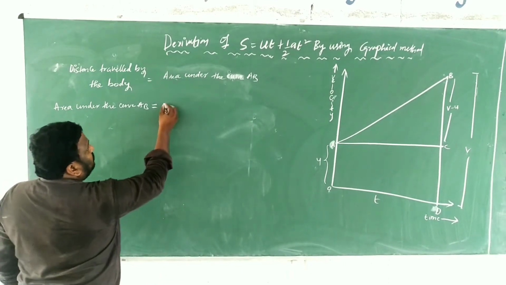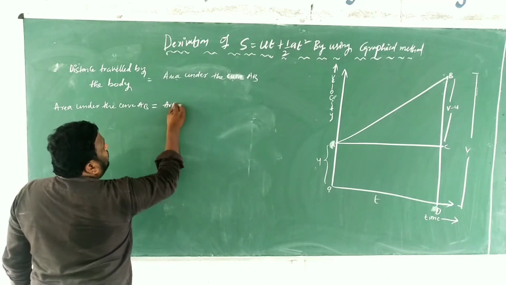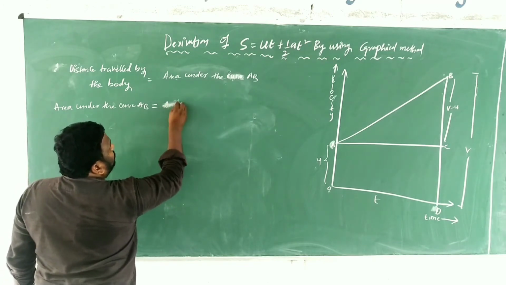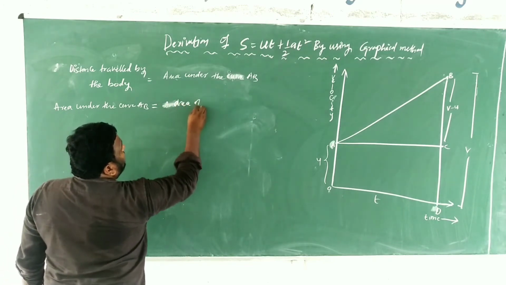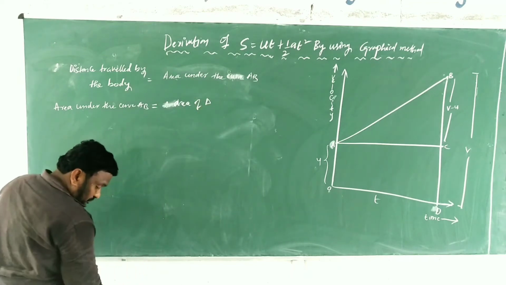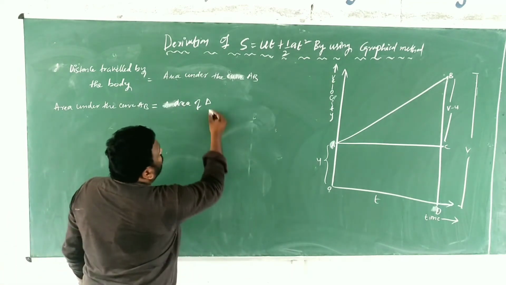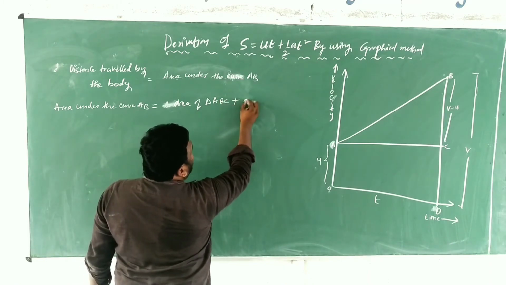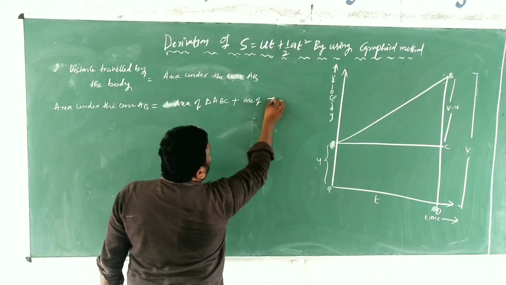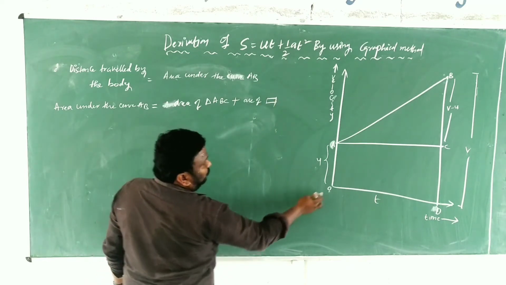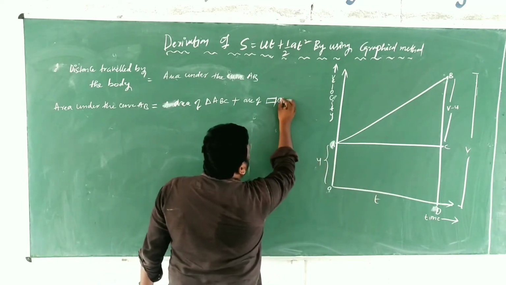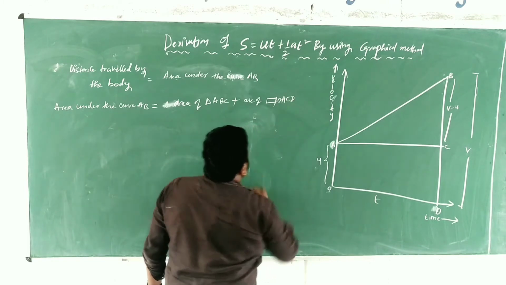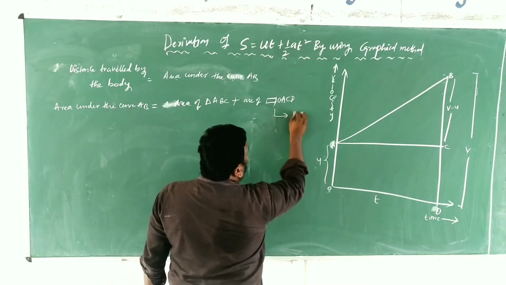Here, area of triangle ABC plus area of OACD. So this is equation number 1.